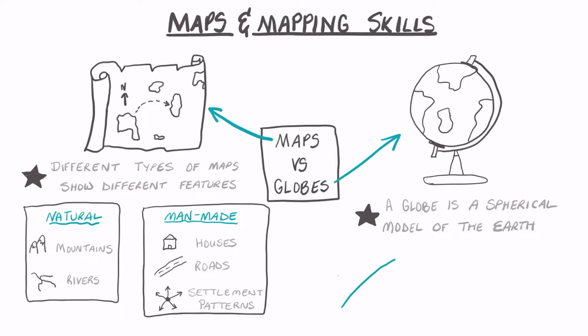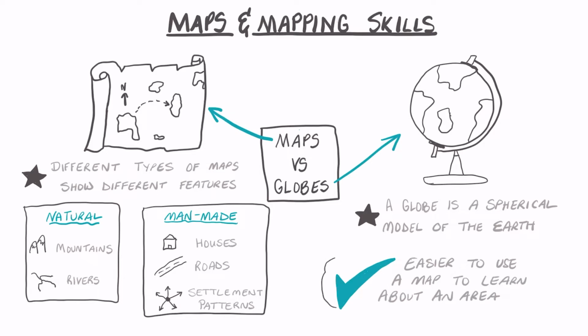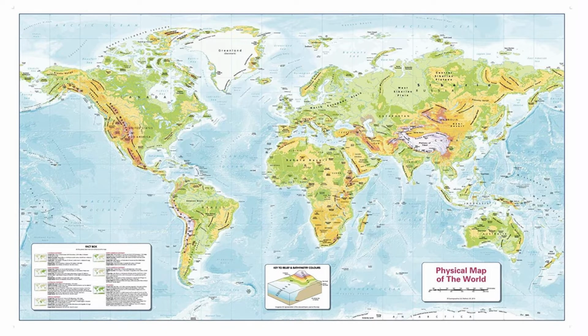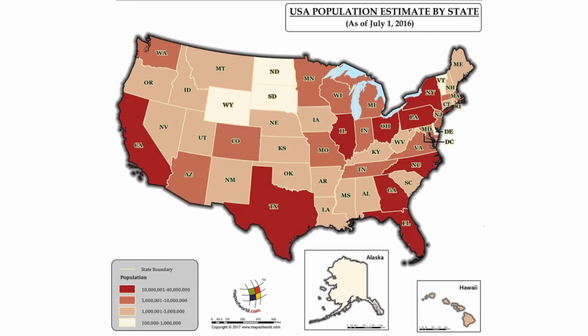For the sake of studying social studies, it is easier to use a map versus a globe in order to learn more about a particular area or country. However, before you can use a map properly, you'll need to understand the features of a typical map. Some of these common features are a title. Every map should have a title, and the title tells us what the map is about. It may be titled Physical Map of the World or Population Map of the United States.